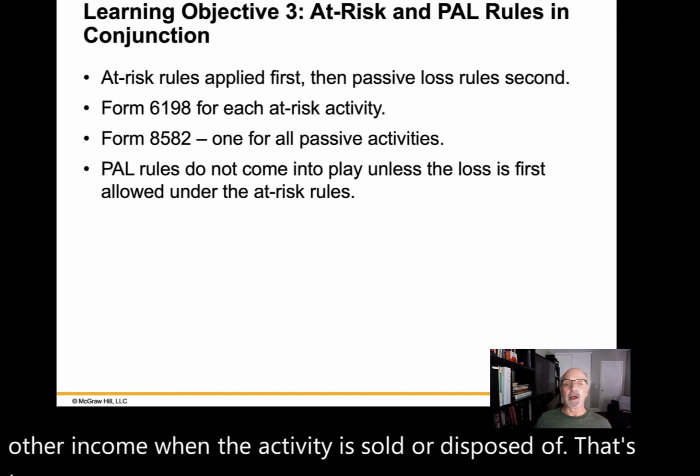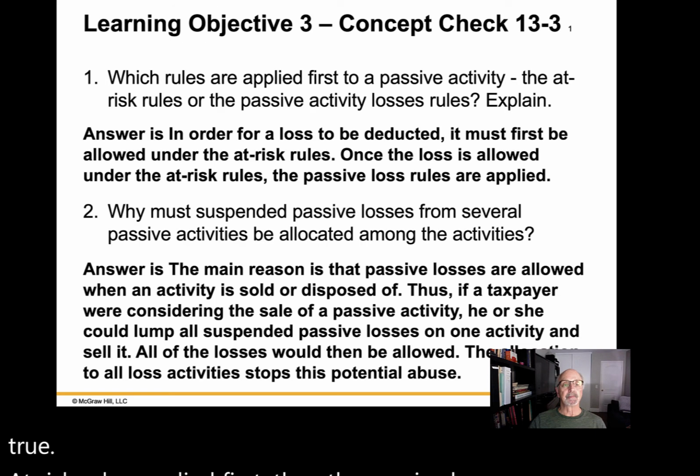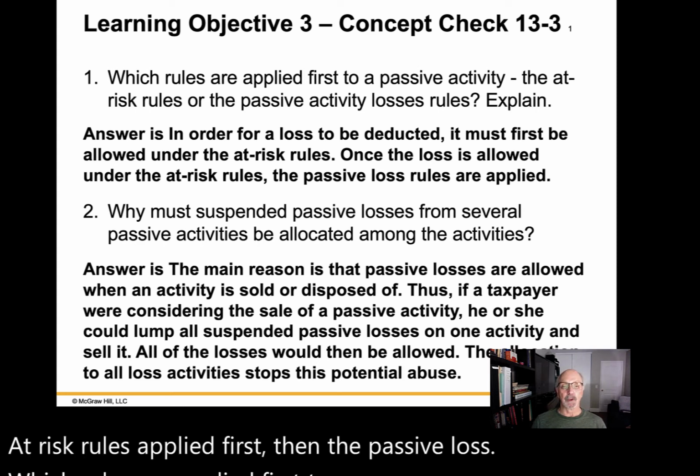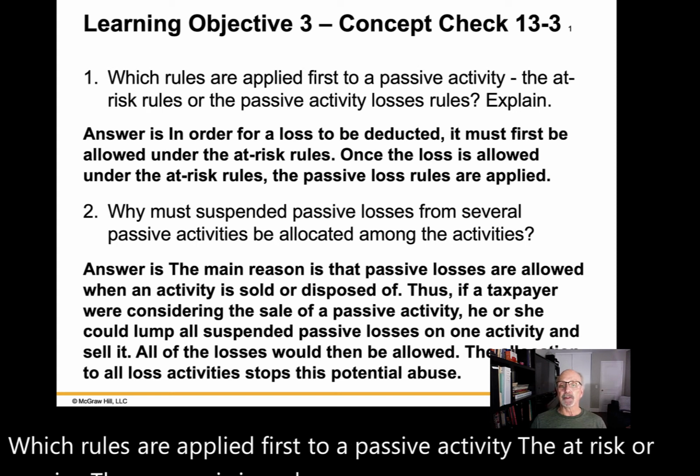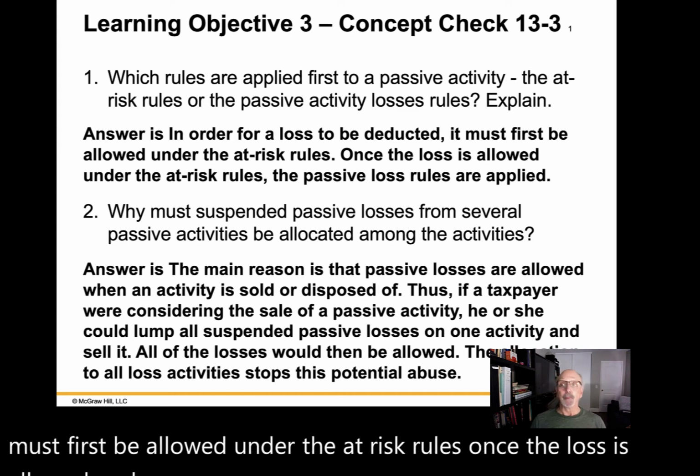At-risk rules are applied first, then the passive loss rules. Which rules are applied first to a passive activity, the at-risk or passive? The answer is, in order for a loss to be deducted, it must first be allowed under the at-risk rules. Once the loss is allowed under at-risk, the passive loss rules are also applied.